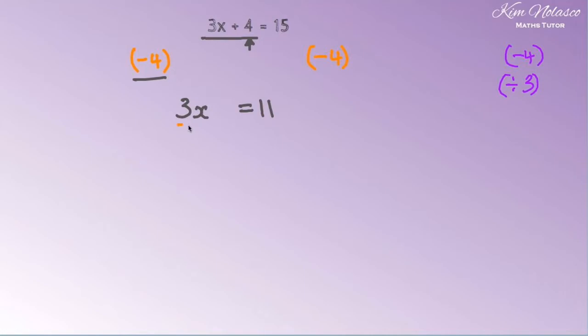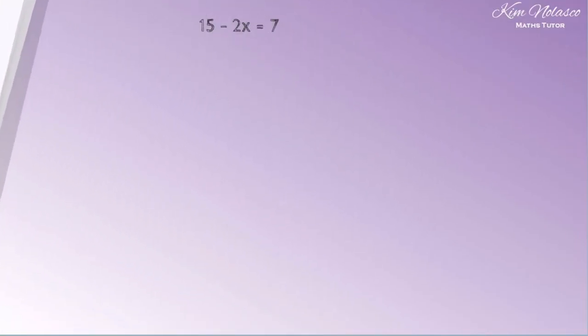So here we've got 3x. That's 3 times x. The opposite of timesing is dividing. So divide by 3 on both sides, and we will be left with x equals 11 over 3. So let's try the next one.